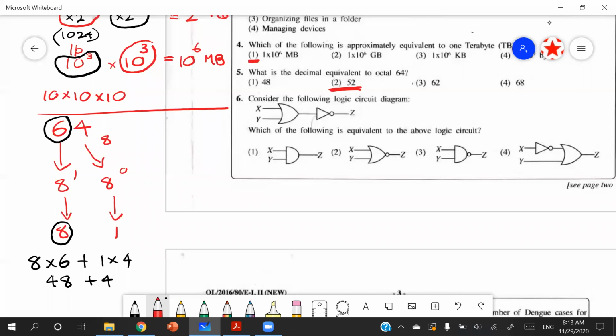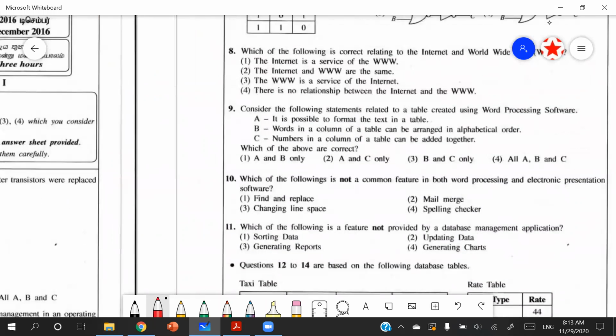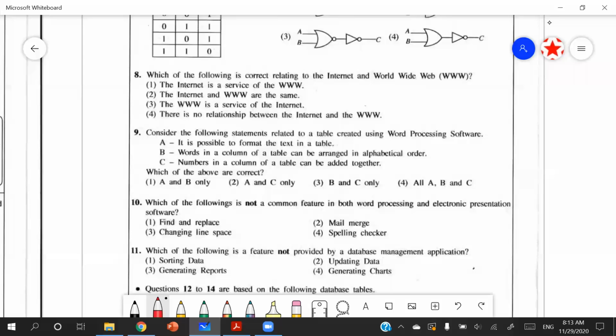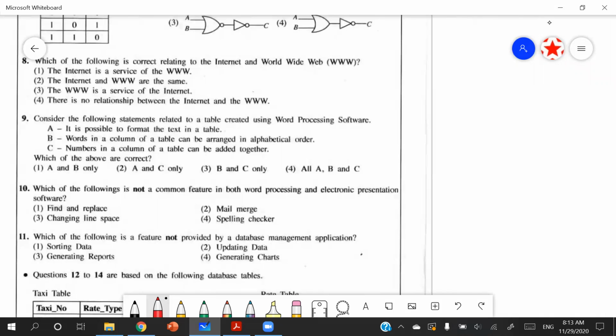Okay, moving forward, going to the ninth one. If you have any problem in the middle, just disturb me, right? So the ninth one: consider the following statements related to a table created using word processing software. It is possible to format the text in a table. They are talking about word processing software. Yes, it is possible, so it is correct. Words in a column of a table can be arranged in alphabetical order. Yes, we can arrange them in alphabetical order because we have the sorting facility, right?